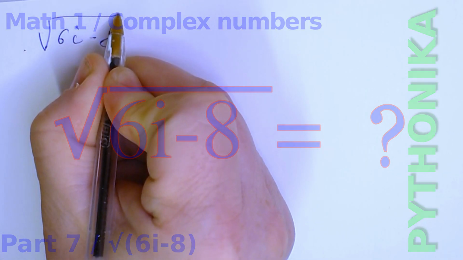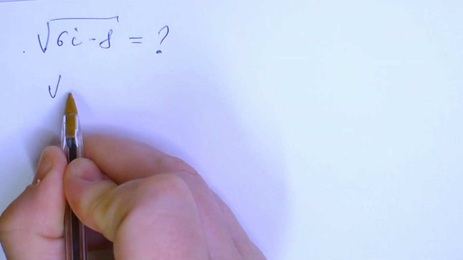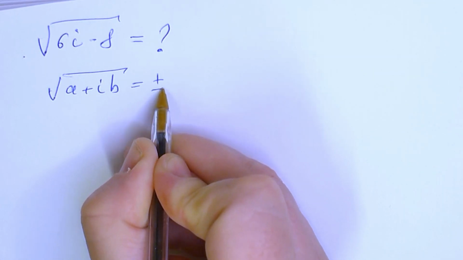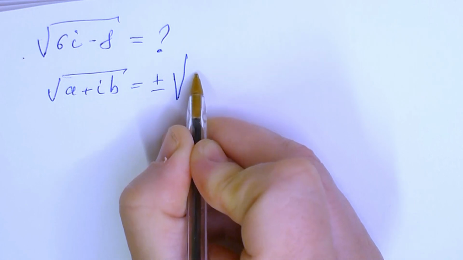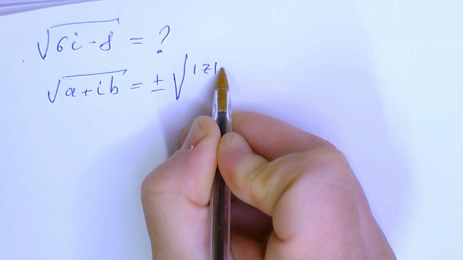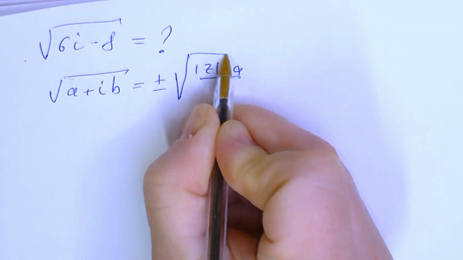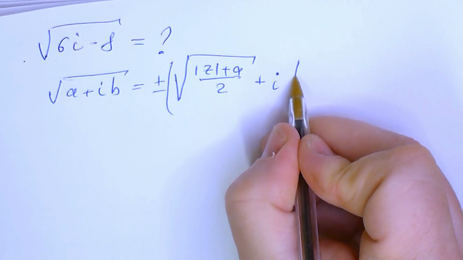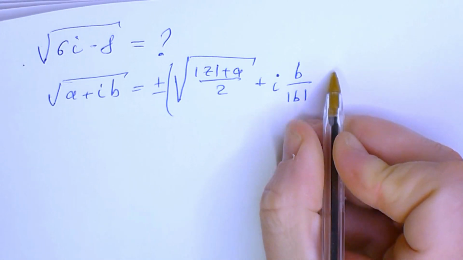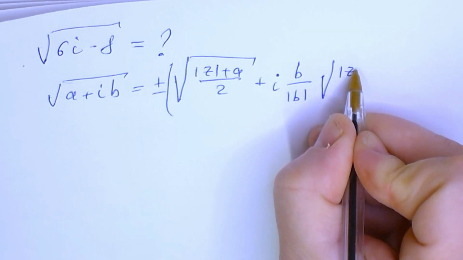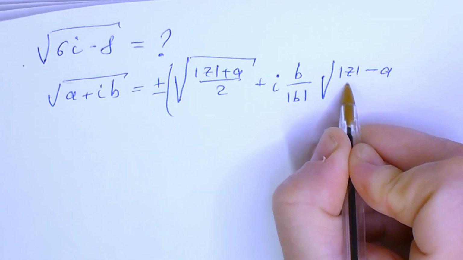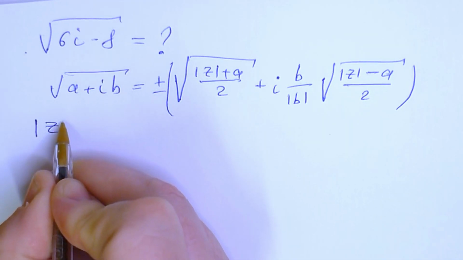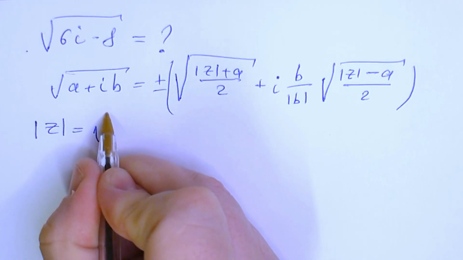In this lecture I will show you how to find the square root of 6i minus 8. As I've told you before, the general equation is: the square root of a plus ib is equal to plus or minus the square root of (modulus z plus a) divided by 2, plus i times b over modulus b times the square root of (modulus z minus a) divided by 2. Very simple equation.